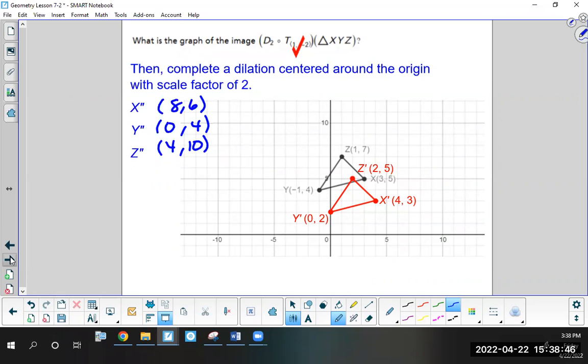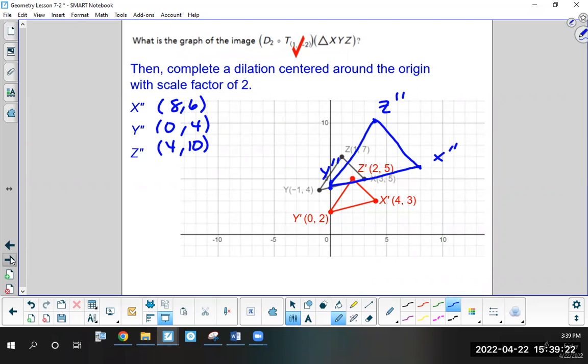Okay. All right. 8, 6 is X double prime, because this is our second transformation. 0, 4 is our Y double prime, and then 4, 10. 4, 10 is up here. That's our Z double prime. And again, I'm going to go ahead and connect my dots. And I can see it's still the same shape, but it's a different size.